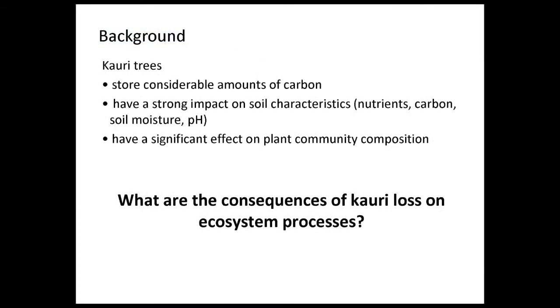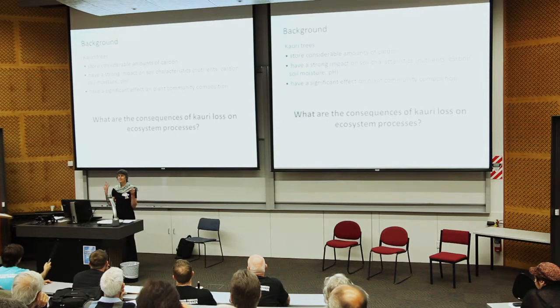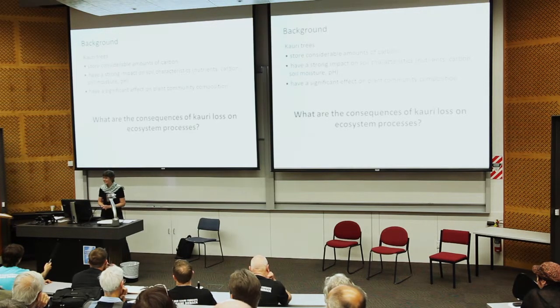So we know within a Kauri stand, it's the dominant tree because of its size, and it stores a massive amount of carbon. And we're all concerned about the concentration of CO2 in the atmosphere and what can be done to capture that and store it. And these massive trees are one of the potential agents.